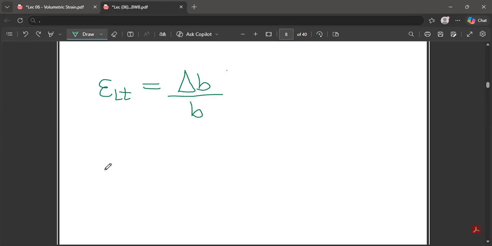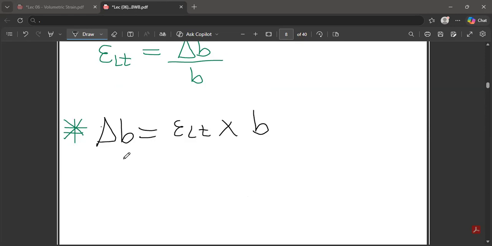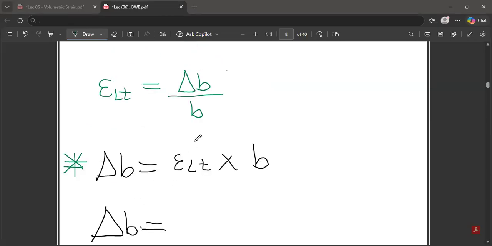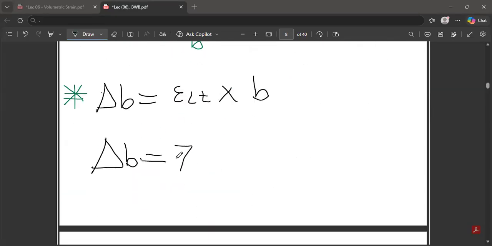You realize that our change in breadth is going to be equal to what? That is the lateral strain times the breadth of the bar. Okay, so if you do your substitution, you realize that you are going to get what? The lateral strain, what is the value we had? This is 7.5 times 10 exponent negative 5.